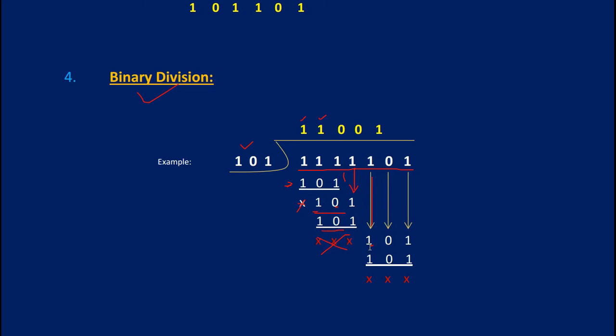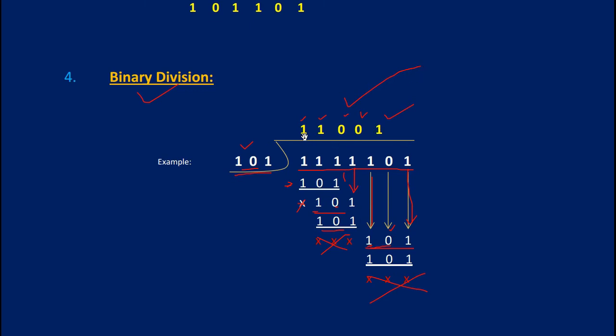So this 1 could not be divided by 101, so write 0 here and take another value, that is 0 again. So now it will become 10. This 10 could not be divided by 101 either, so write 0 here and again bring down this 1. Now the value has become 101. So now 101 can be divided by 101, so it will go 1 time. So we write 101 here and the remainder will be nothing, that is 0.